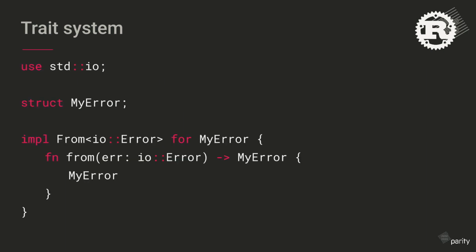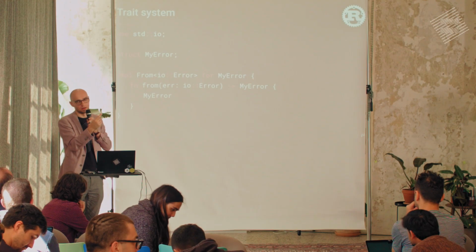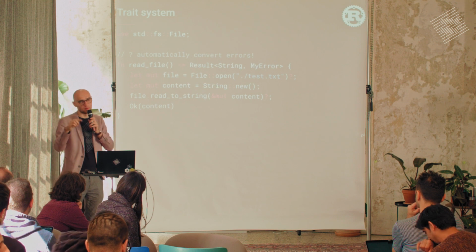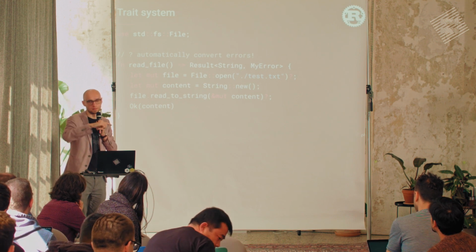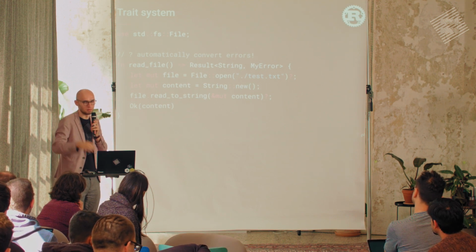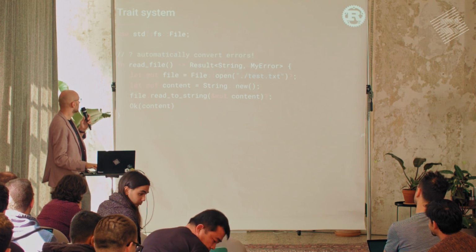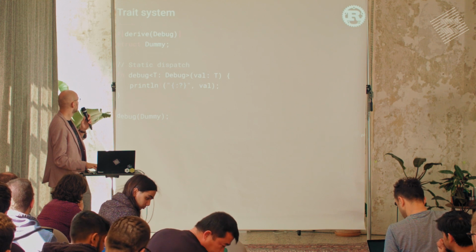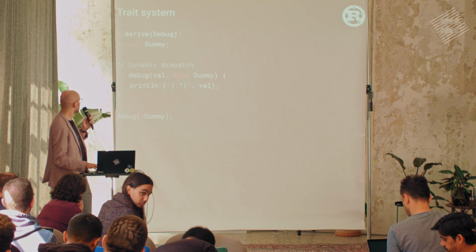Pro tip: if you implement From for your own error type, and then you use the question mark operator, the question mark operator automatically converts whatever error type was there to your own error type. So that's pretty useful. Kind of similar. Okay, let's skip this.